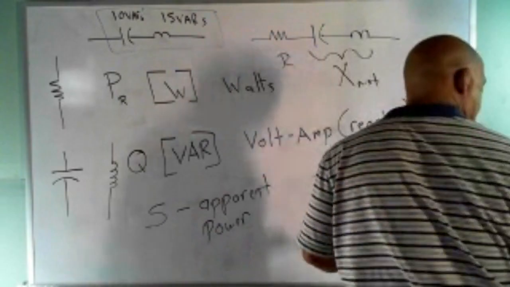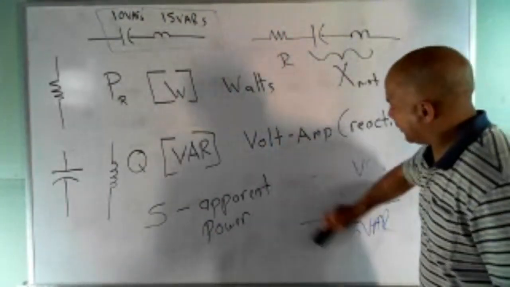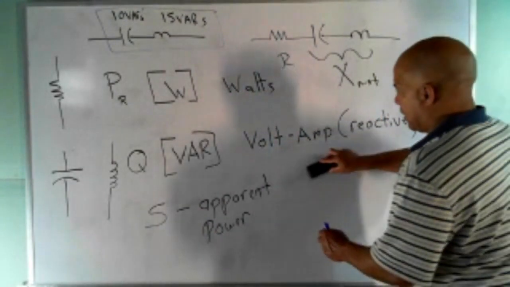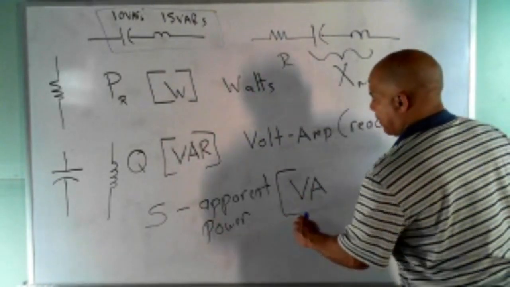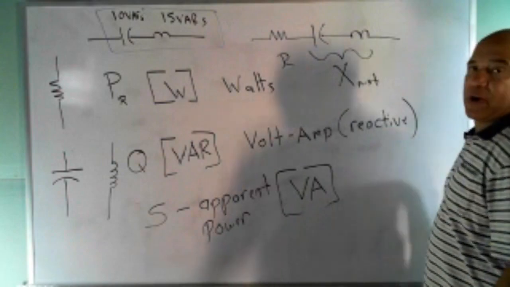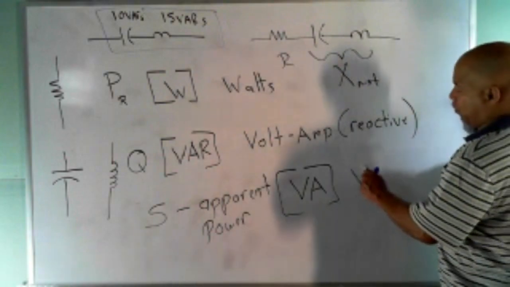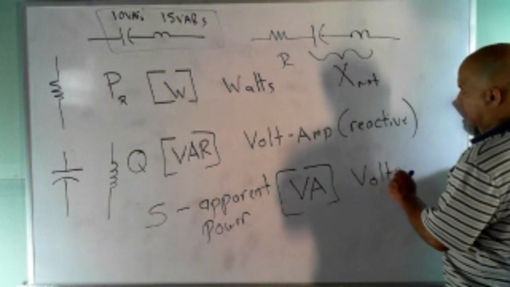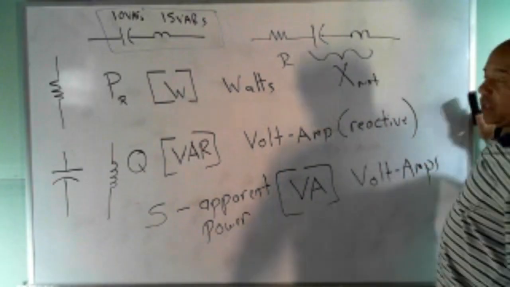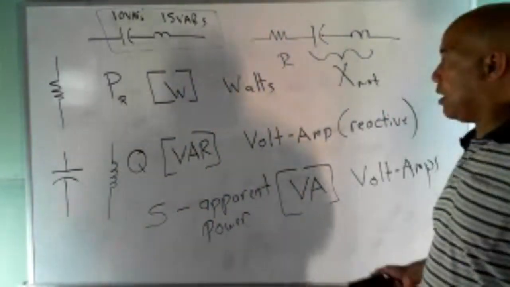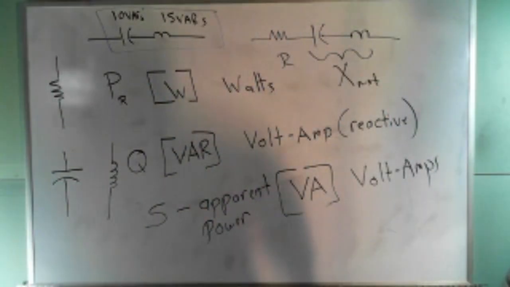Apparent power. And the symbol we use for S is the VA. That stands for volt amps. That's another form of power, when you have a mixture of resistive power and reactive power.